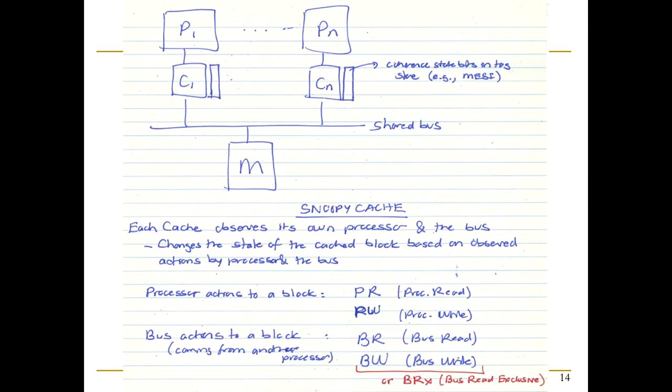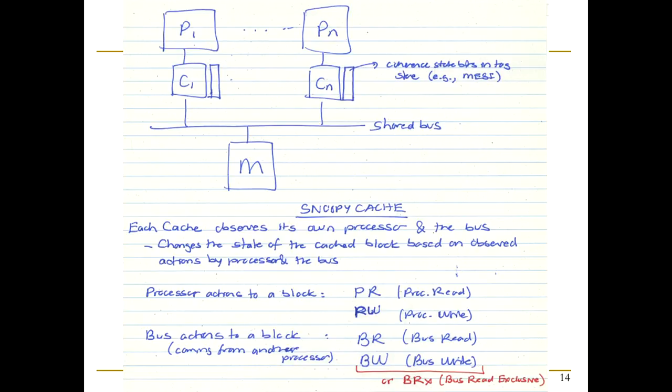Okay, so this is another picture of this. Basically, this is our shared bus, and you have processors and caches attached to it. And to each cache, we're going to add coherence state bits in the tag store. And we will see examples of this. For example, one example will be the MESI protocol, which has 4 states per cache block. Each cache observes its own processor and the bus, basically. It has requests coming from the processor, and it has requests coming from the bus. And each cache can also put requests onto the bus, based on the actions taken by the processor. And each cache changes the state of the cache block based on the observed actions from the processor as well as the bus. So it's nice, as you can see.